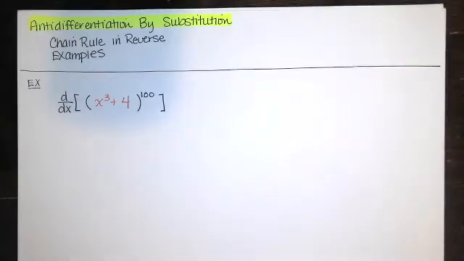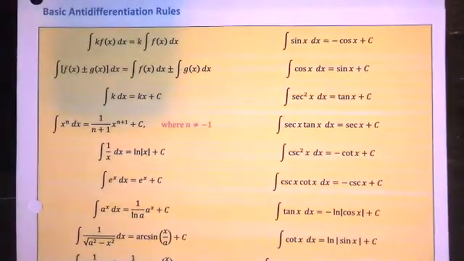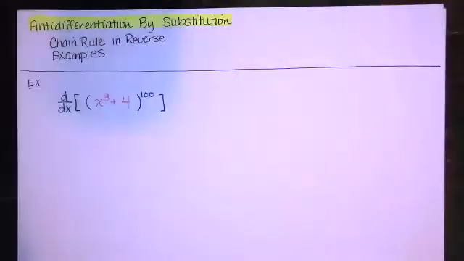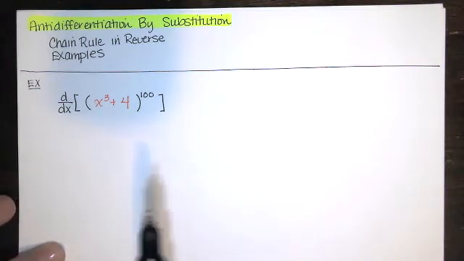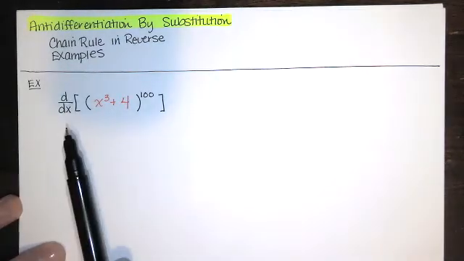This video is about antidifferentiation by substitution. And basically what it's going to allow us to do is compute antiderivatives that are more difficult, antiderivatives that can't be solved using our most basic rules. Now, these antiderivatives that can be solved using the technique of antidifferentiation by substitution are all basically doing the chain rule in reverse. So this technique is just giving us the chain rule in reverse.